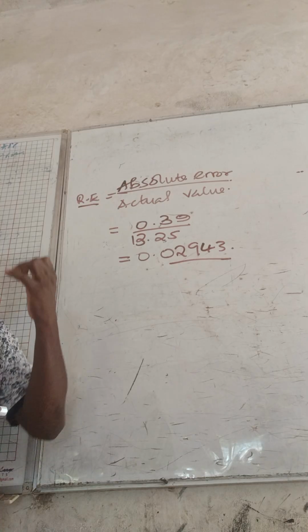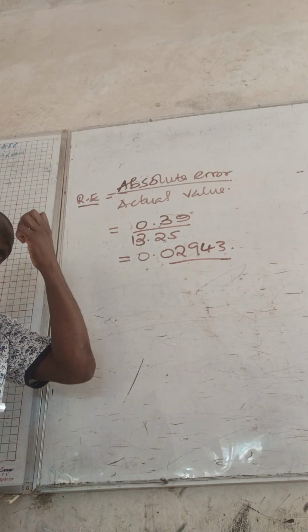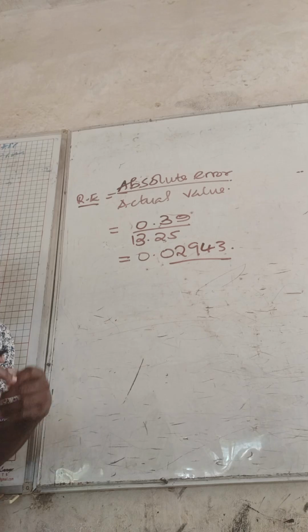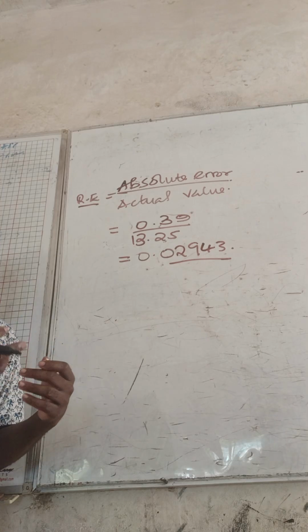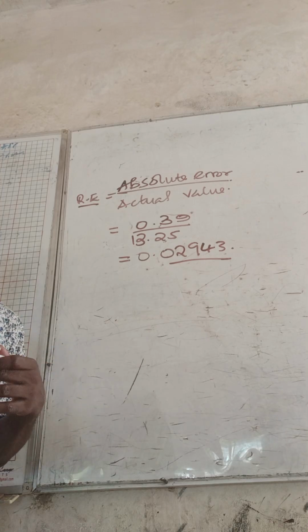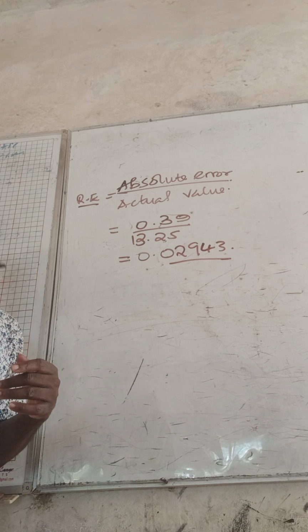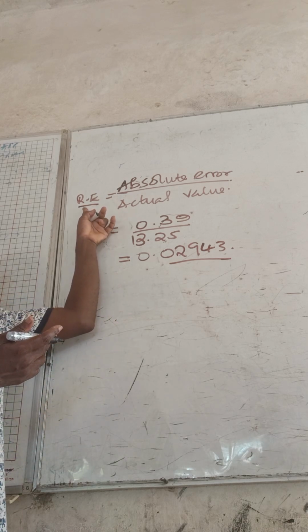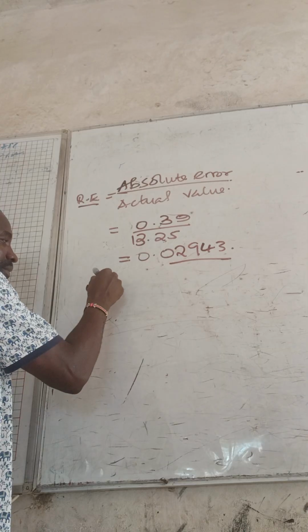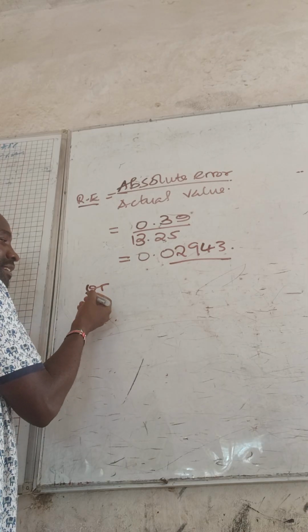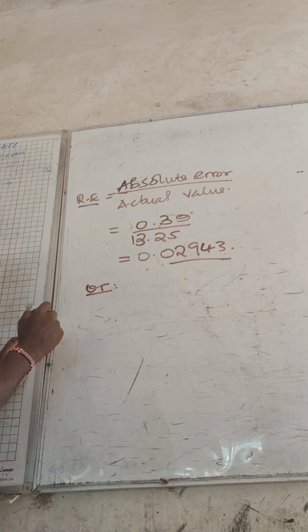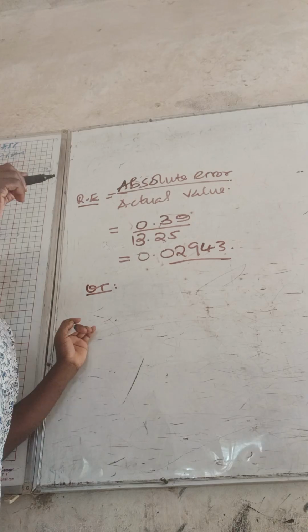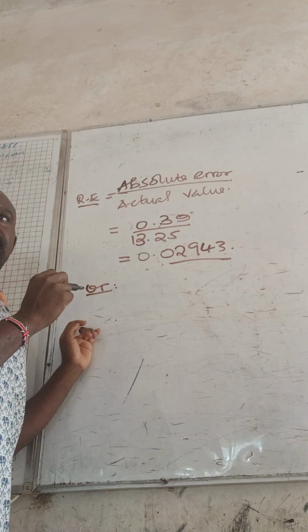Are we together? Now, the next thing, we can have an alternative way of getting the relative error. We can go to the individual errors.